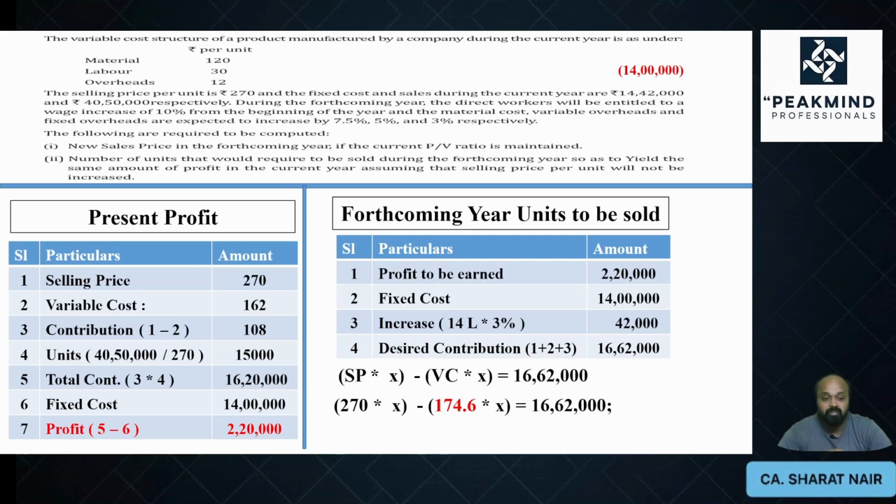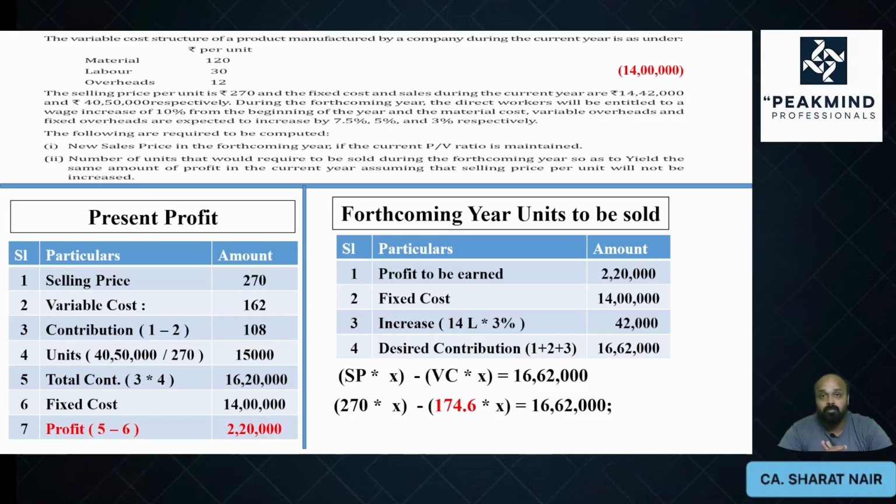Variable cost, you have to be very careful. You should not take 162. 162 is the current variable cost. Now my revised variable cost for the future will be 174.6, which I have already computed, giving due respect in the last slide. So 174.6 into X.